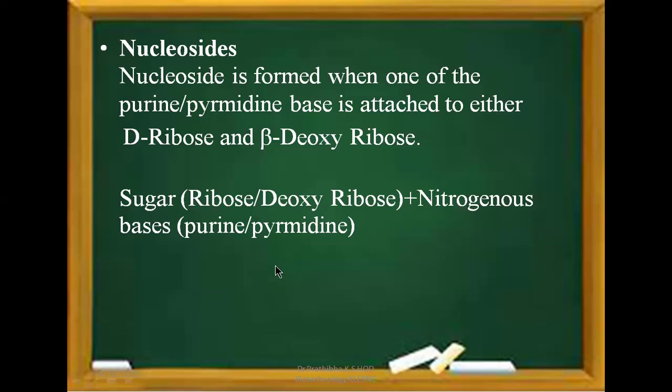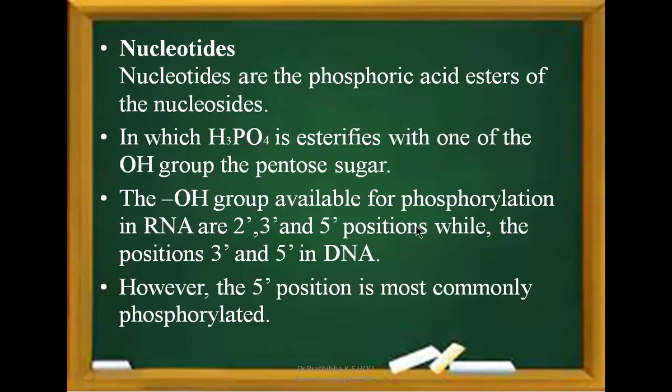So what are the components of nucleic acids? The nucleic acid components are pentose sugar, nitrogenous base, and phosphoric acid. Here, phosphoric acid is missing. So in nucleosides, phosphoric acid does not come. Only the combination of sugar and nitrogenous base is known as nucleoside. I hope I made this nucleoside clear.